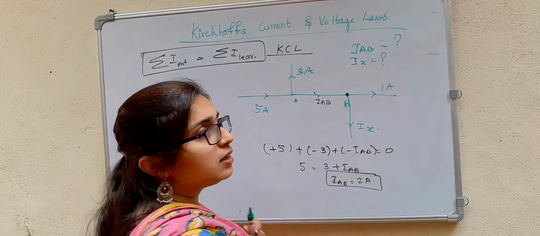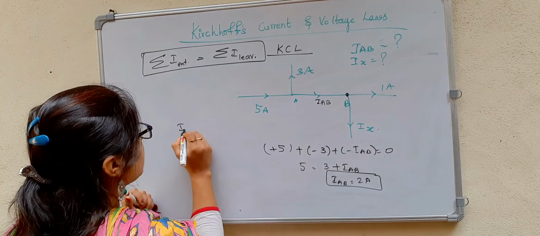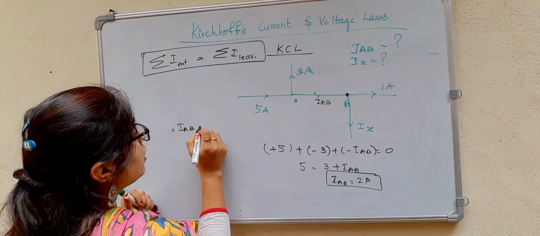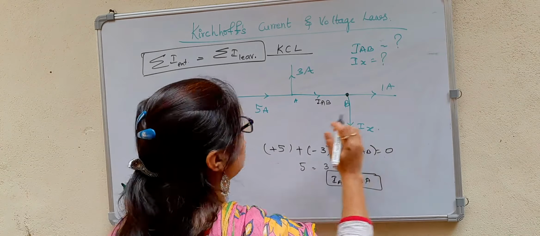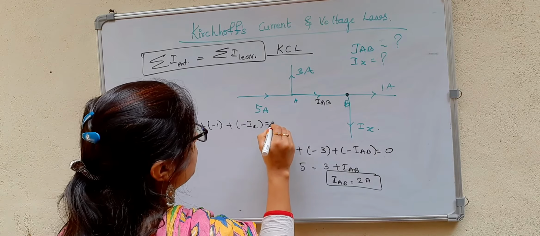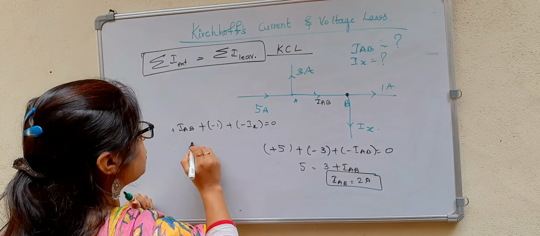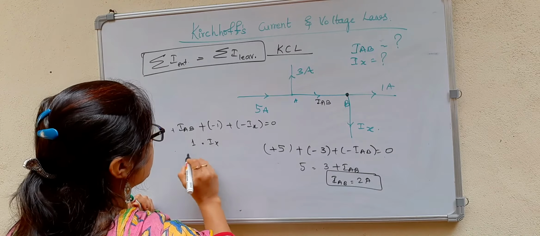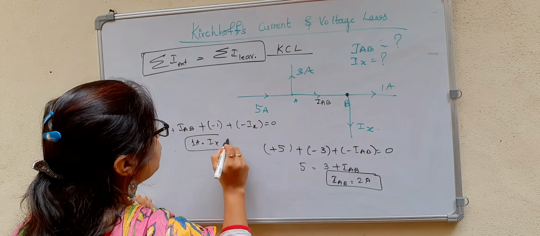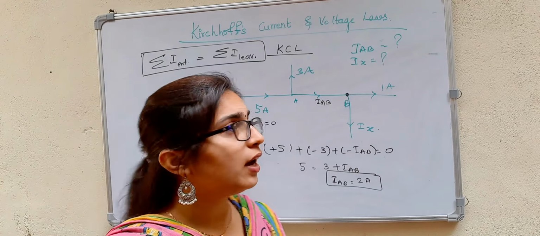Now we will consider the node B. At node B the current is entering, so I will consider this as positive. Next we have current leaving the node, that is minus 1 and minus Ix, equal to 0. IAB is 2, so 2 minus 1 is 1, that is equal to Ix. So Ix is equal to 1 ampere. These are the values of IAB and Ix.